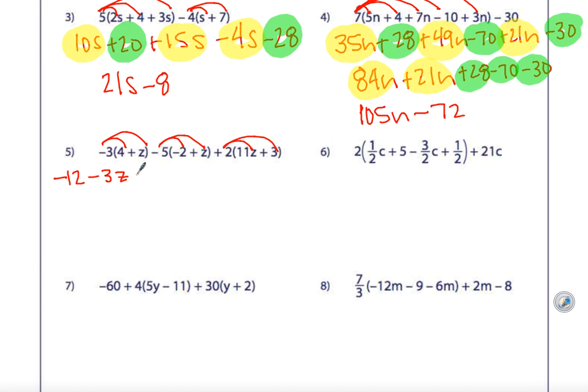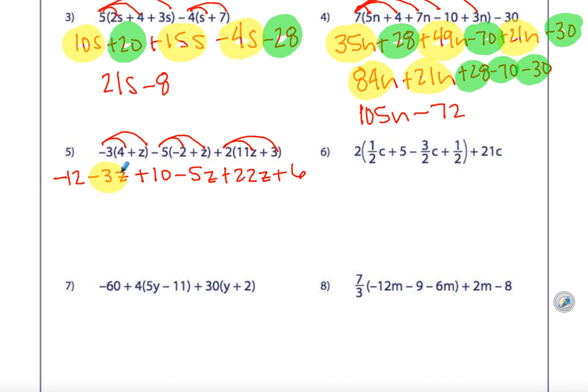Negative 5 times negative 2 would make positive 10. Negative 5 times z would make negative 5z. 2 times 11z would make 22z. And 2 times 3 would make 6. At that point, combine your like terms.